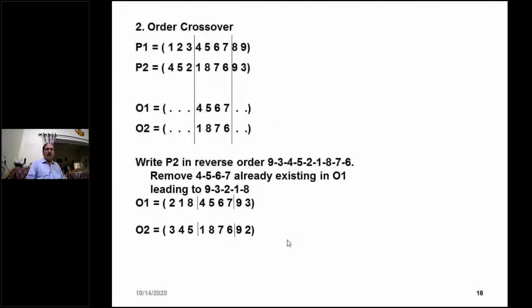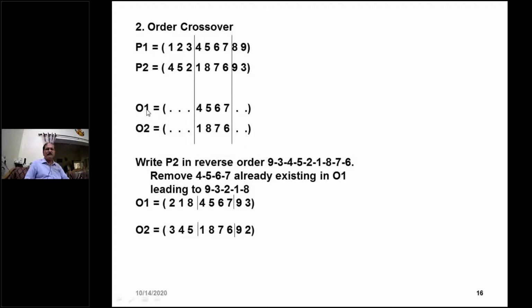Similarly, you can have an order crossover, or OX crossover. It is known as OX crossover, order crossover. Here, the same two parents, P1 and P2, have been taken, and we have taken crossover sites. Now, in the crossover sites and other points, you keep a dot like this.